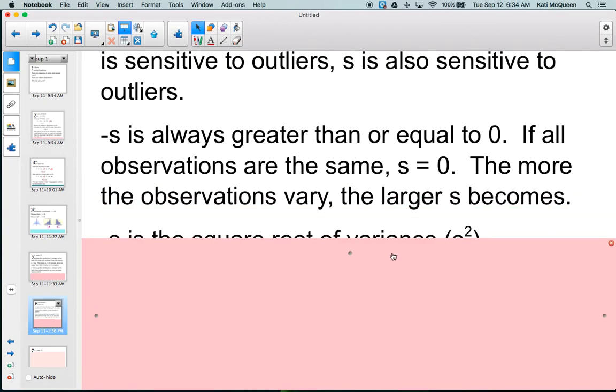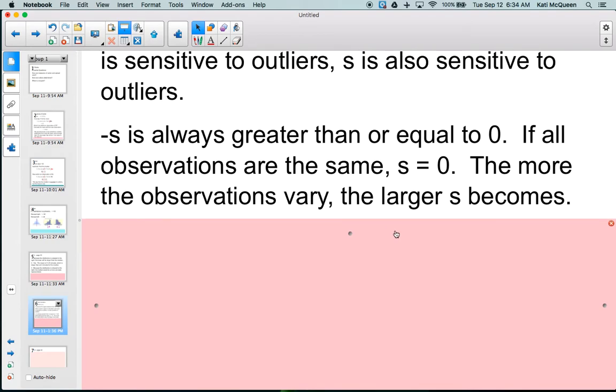The more the observation varies, the larger the standard deviation becomes. So say in that same example, maybe I'm looking at my AP Stats class that has juniors and seniors, so probably people 16, 17, maybe even 18 years old. So that spread's going to be bigger than 1.